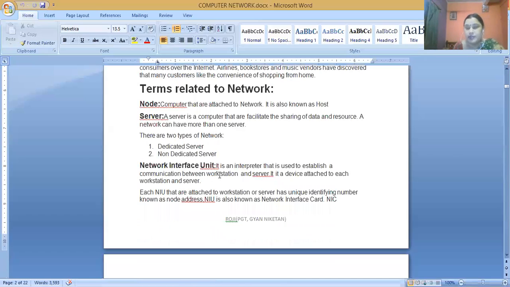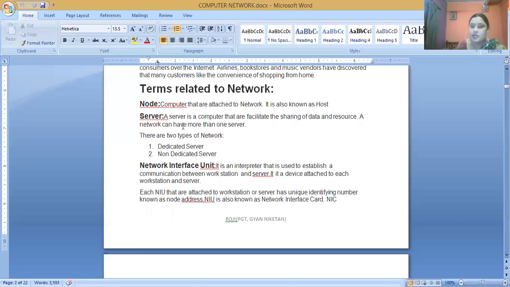What are the terms that are used in networks? First term is the node. Node is also known as workstation. Workstations or nodes mean computers that are attached to the network, also known as host. Means the computer that is connected to the network is known as a node. If the computer is not connected to the network, then it is known as a standalone computer.